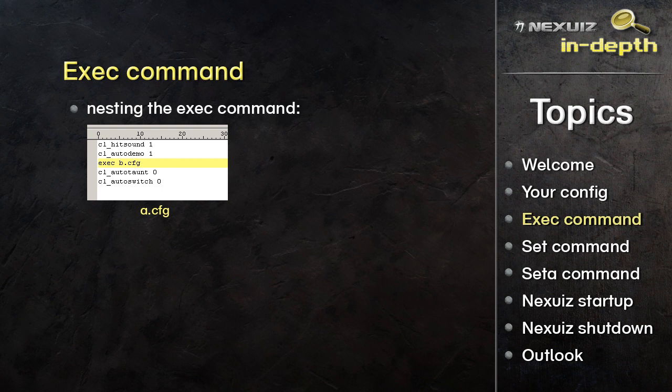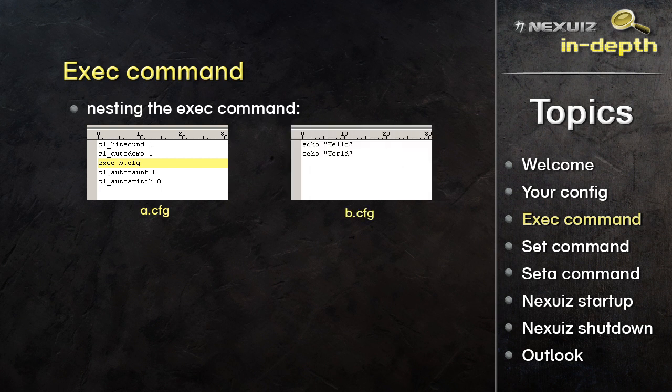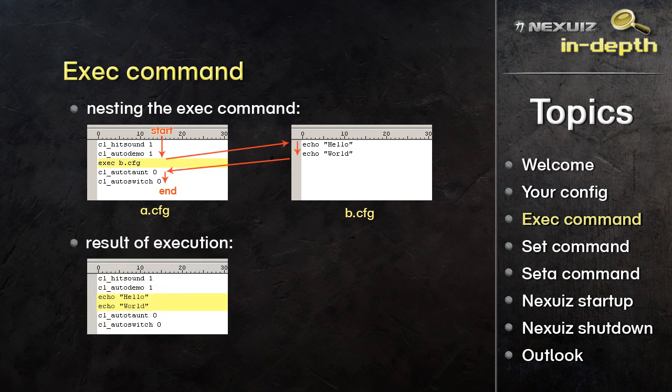Here I have a config file, A, which sets some variables, and then it executes another config file, B, and then sets some more variables. Here we have the config file B that just contains a small message. When I then execute a.cfg, the lines that are executed after each other look like this. So it behaves as if the exec b.cfg was replaced by the content of file b.cfg.